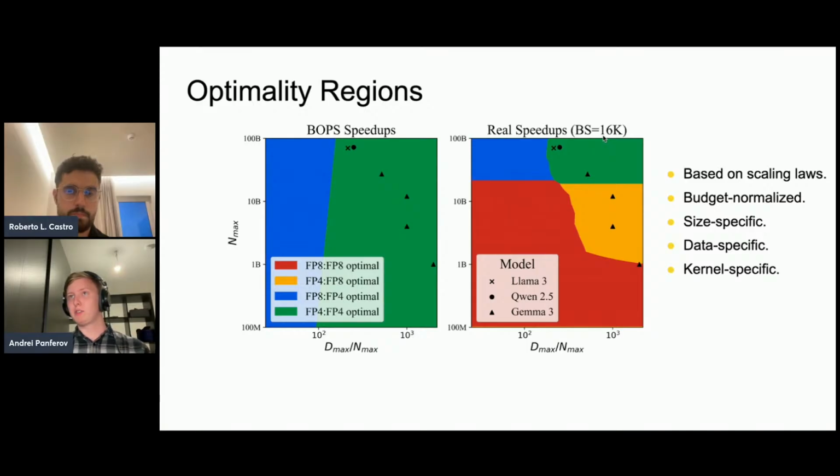And with this comparison scheme, I just demonstrated that we can use it to compare real kernels for LLM pre-training with scaling loss fitted on LLM pre-training. And we can map out real pre-trained models on the obtained regions to demonstrate the usability of certain precisions in certain training regimes. But in general, this comparison scheme allows us to conduct scaling-law-based budget-normalized comparison for very compute-specific setups.